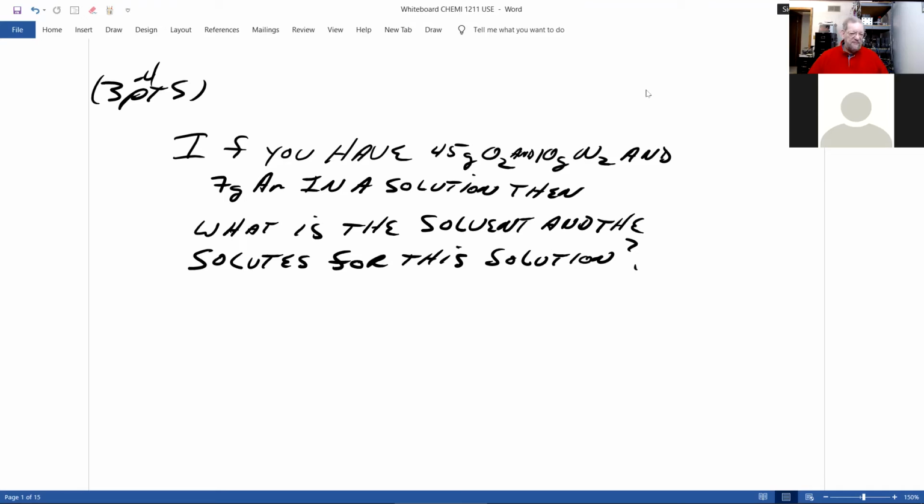And say 3 or 4 points. If you have 45 grams of oxygen, O2, and 10 grams of nitrogen gas, N2, and 7 grams of argon, which is a gas, in a solution, then what are the solvent and solutes for this solution? Your turn. And this time, I hope you can all see the whiteboard.